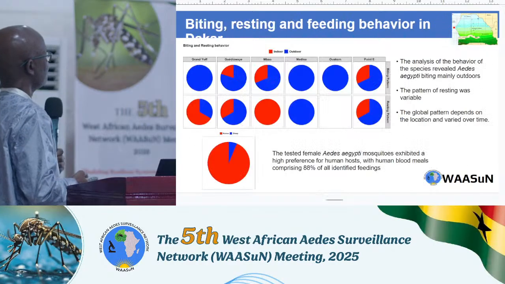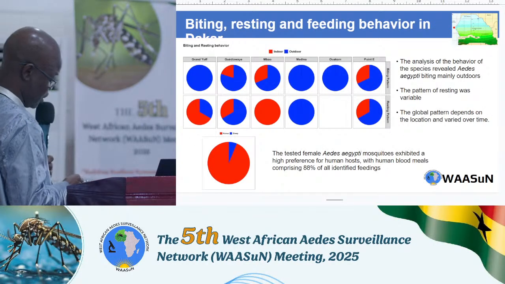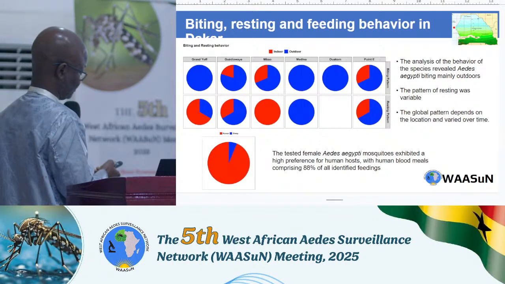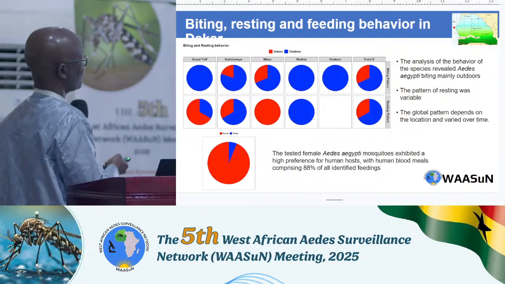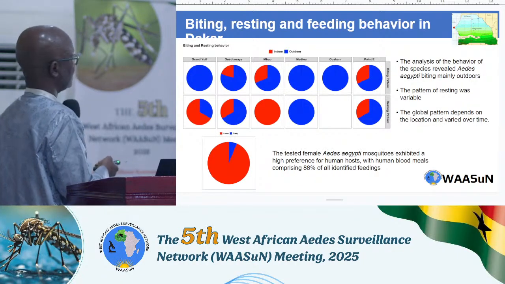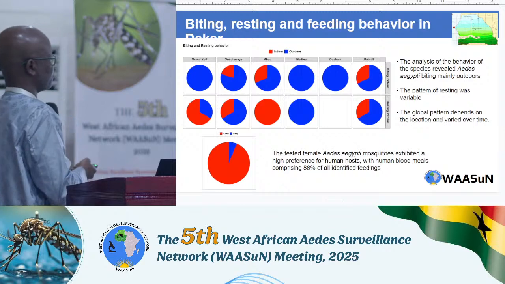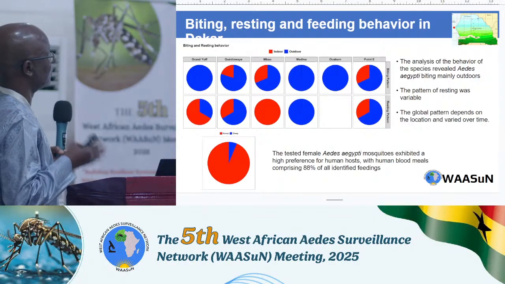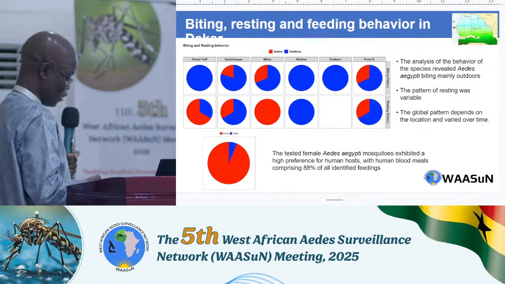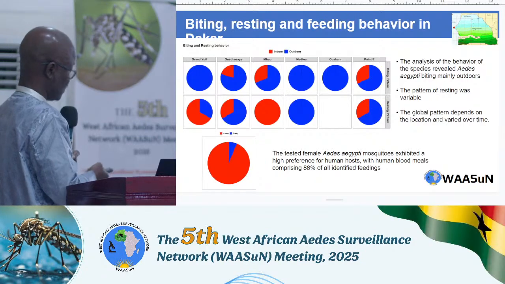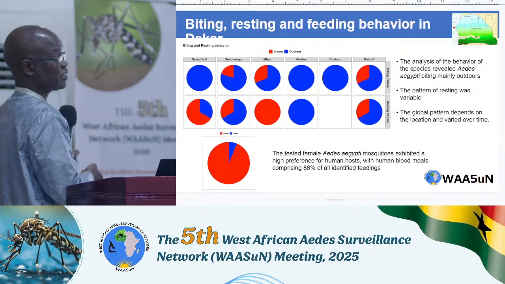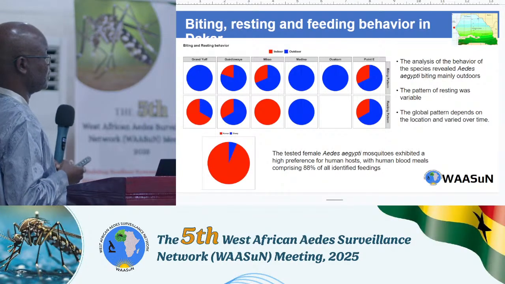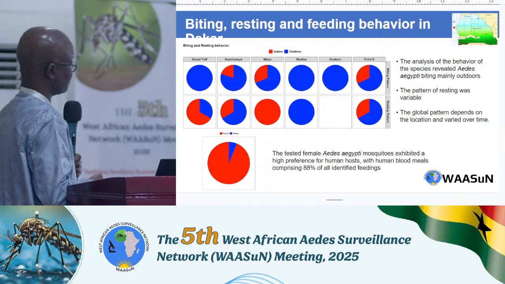And when we look at the biting, resting, and feeding behavior of the vectors, we found in Dakar, concerning the biting pattern, that many of the mosquitoes bite outdoors. And in terms of resting behavior, they rest indoors, meaning that the location of the biting is not the location of the resting of the mosquitoes. And when we see the feeding behavior, we found that the mosquitoes bite mainly humans, with an anthropophilic rate around 90%.